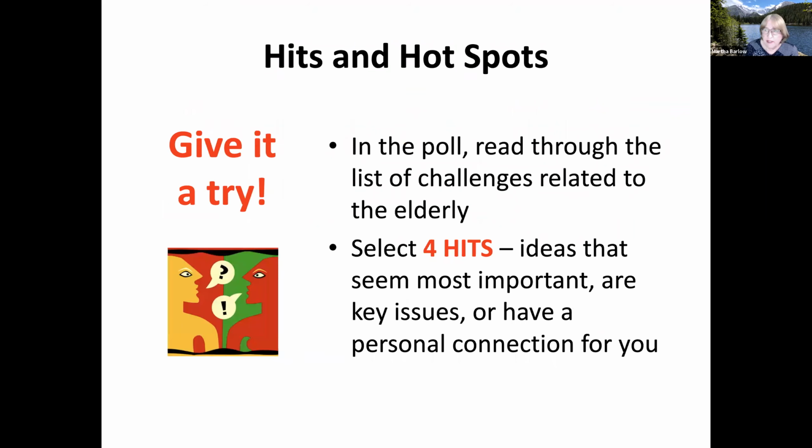Now, Debbie is going to start the poll for us, and what we want you to do is read through the list of challenges in the poll that are related to the elderly. Be sure to scroll down because there are 9 challenges and we want you to see them all. What we want you to do is click on 4 of them, just 4, don't click on any more than that. Ideas that seem most important to you, are key issues, or have a personal connection. When you finish clicking your 4, make sure you scroll to the bottom and click submit. So we'll take a couple of minutes for people to work on this.